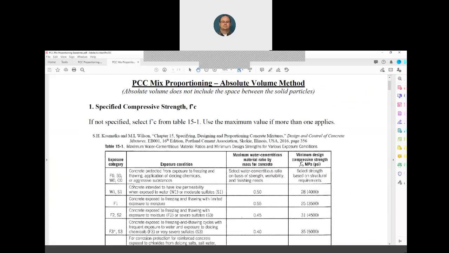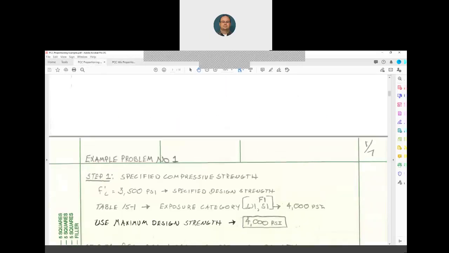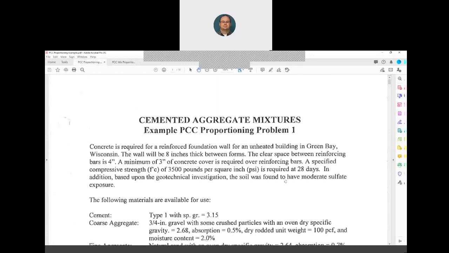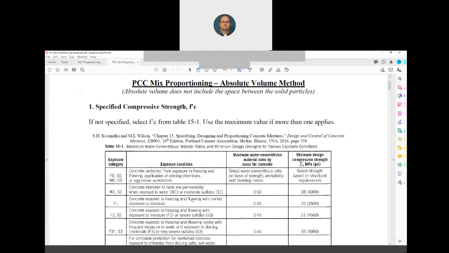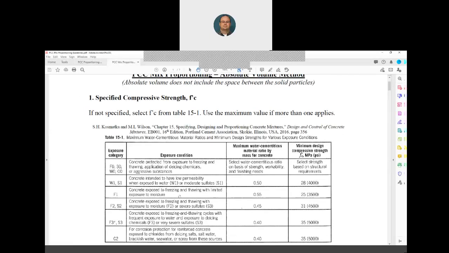Concrete intended to have low permeability when exposed to water or moderate sulfates. Did I describe moderate sulfates in the sample problem? Yes, I did. Right? Have moderate sulfate exposure. So look here. I have concrete exposed to freezing and thawing because it's unheated with limited exposure to moisture. Okay. Concrete intended to have low permeability when exposed to water, foundation wall, or moderate sulfates.